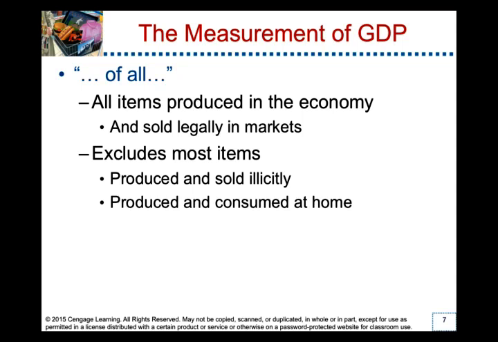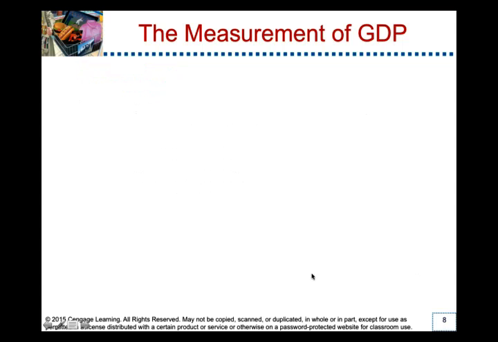Another example could be if there is a teacher and the teacher is teaching his own kid in his home, so his services never went to the market, so that will not become part of the GDP. So anything like that which is produced and consumed at home doesn't become part of the GDP. And anything that is produced and sold illegally also doesn't become part of the GDP. So you have to remember that these two things should be excluded from the GDP.